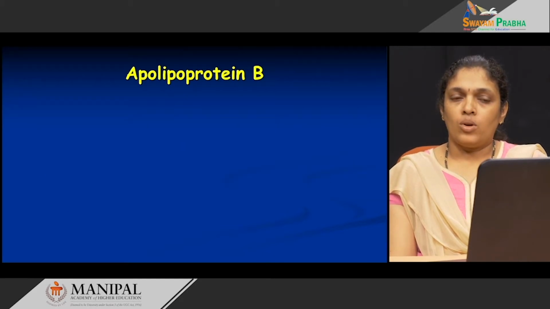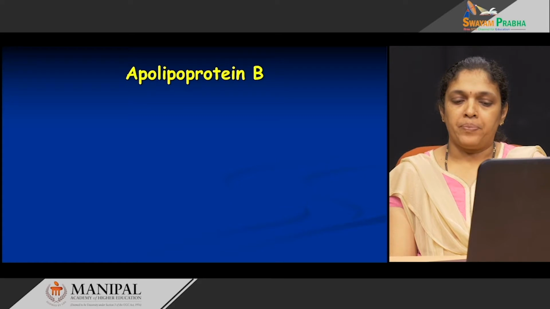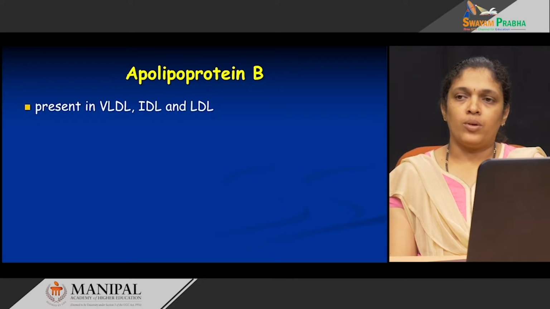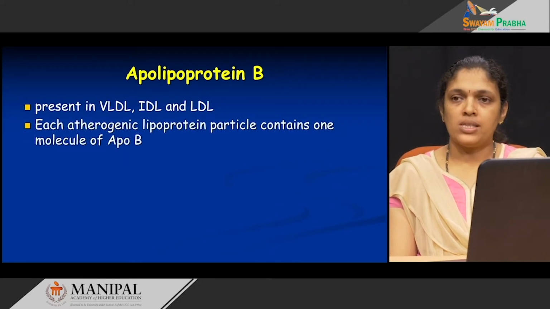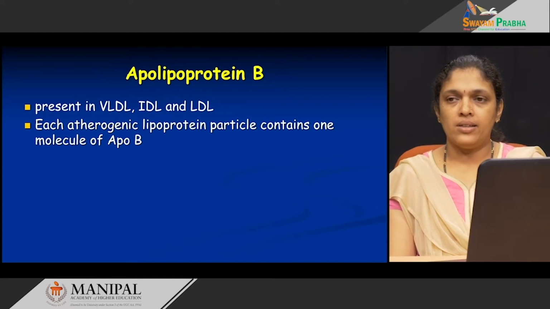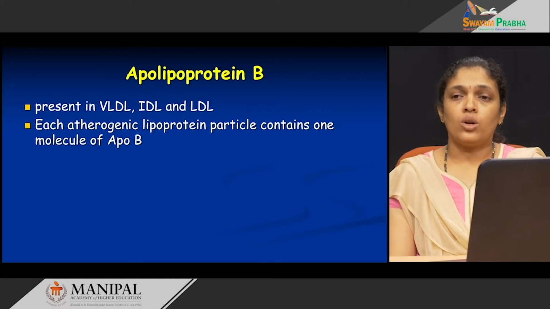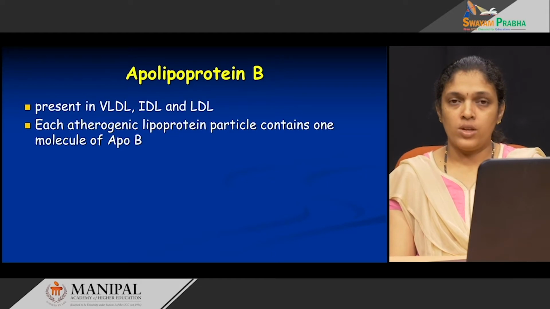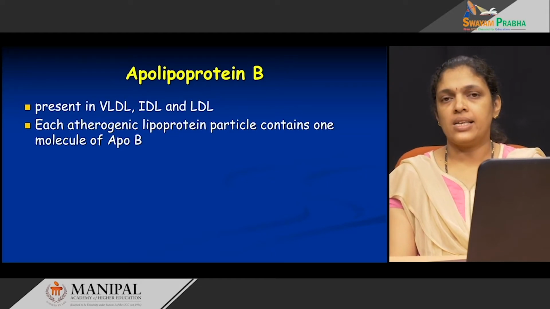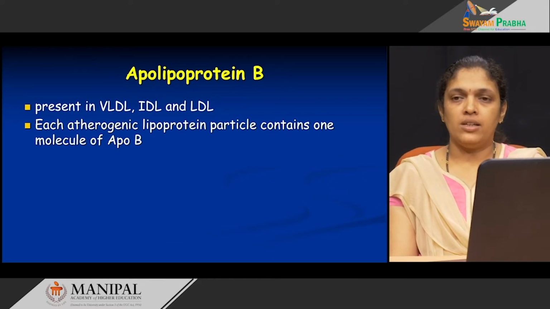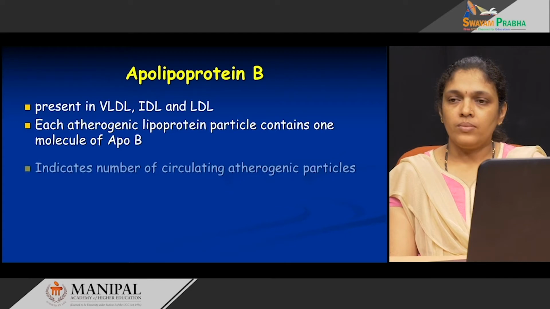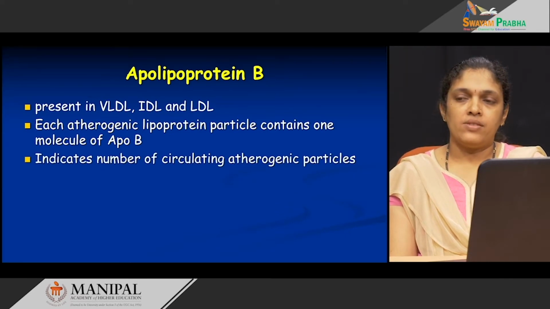Moving on to the counterpart of it, that is apolipoprotein B. This is always seen in lipoproteins like VLDL, IDL and LDL. Now, these lipoproteins are atherogenic, especially LDL, which is an atherogenic lipoprotein that has one molecule of ApoB. So, if ApoB is higher, it indirectly says that the levels of LDL are higher. Having higher levels of LDL is not preferable. So, indirectly it gives us the number of atherogenic particles that are there in the blood.